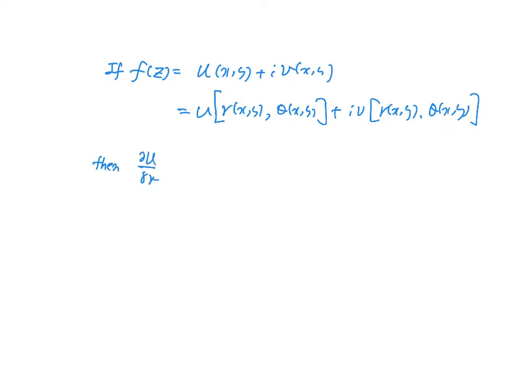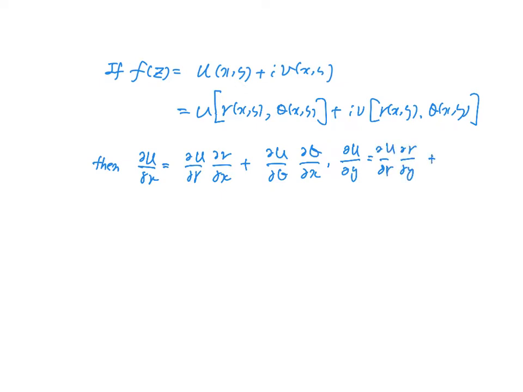partial u over partial x is partial r over partial x times partial u over partial r, plus partial θ over partial x times partial u over partial θ. Likewise, partial u over partial y is partial r over partial y times partial u over partial r, plus partial θ over partial y times partial u over partial θ.